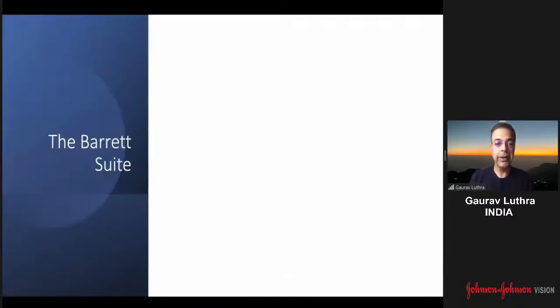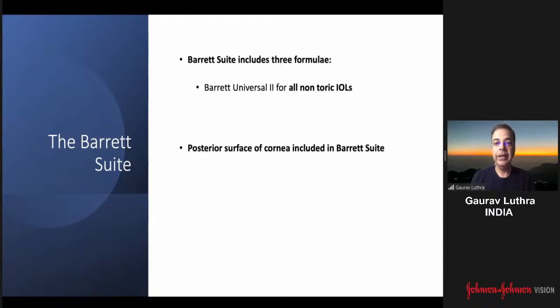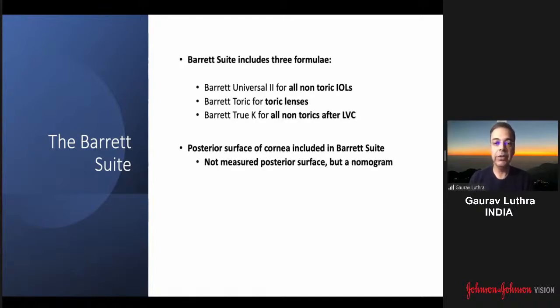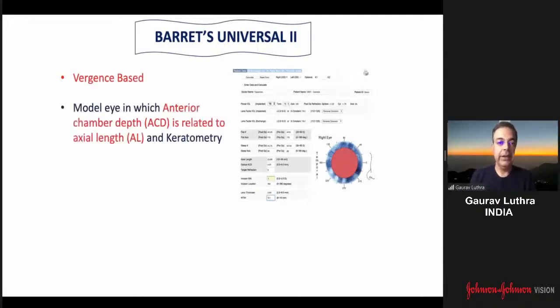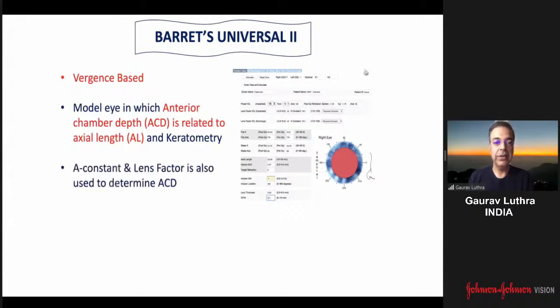So the Barrett suite is something which also has become very popular, especially with the Almaster 700 integrating the Barrett suite into the system. So the posterior surface of the cornea gets included in the Barrett suite, and it includes 3 of the formulas, typically the Barrett Universal 2, which is for all the non-toric IOLs, the Barrett Toric, and also the Barrett True K for all the non-torics after refractive surgery. And the Barrett Universal 2, of course, is a Burgess-based formula. We all understand that it's based on the model eye in which the AC depth is related to the axial length and to the keratometry.